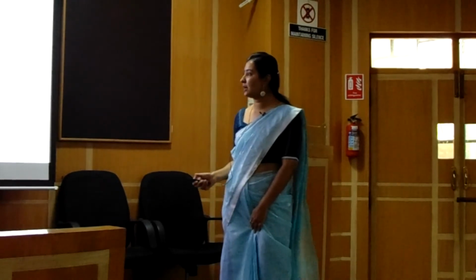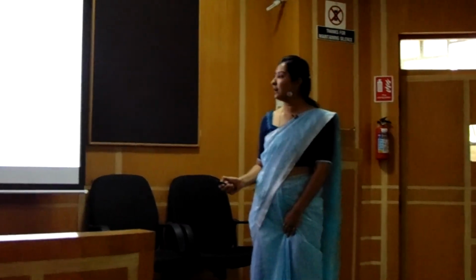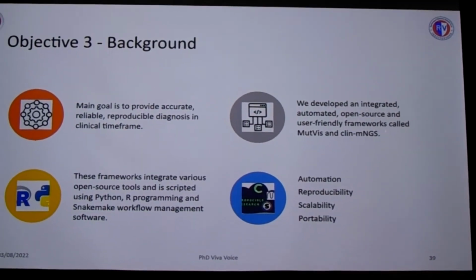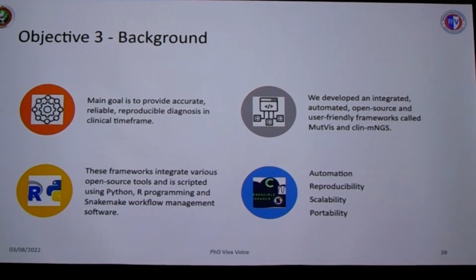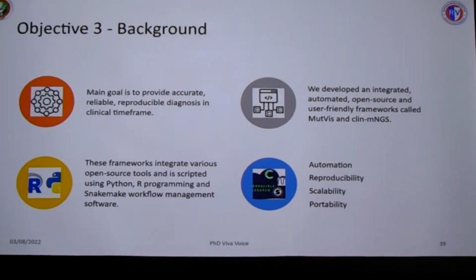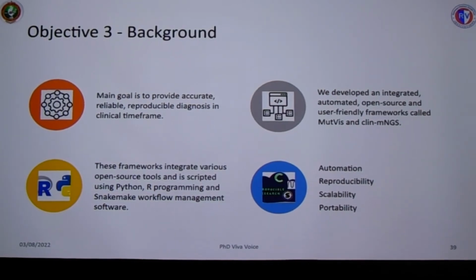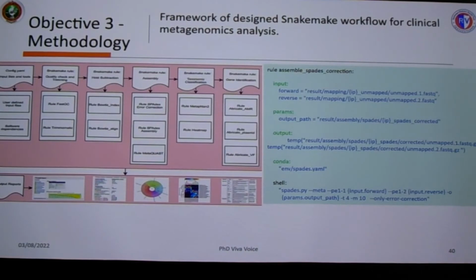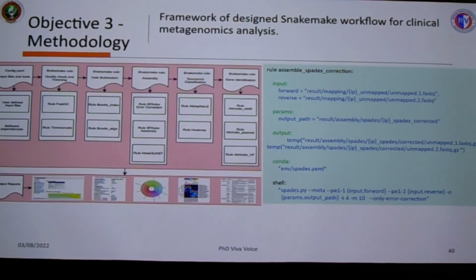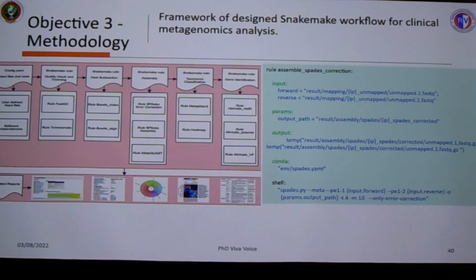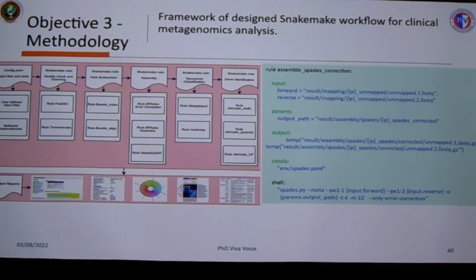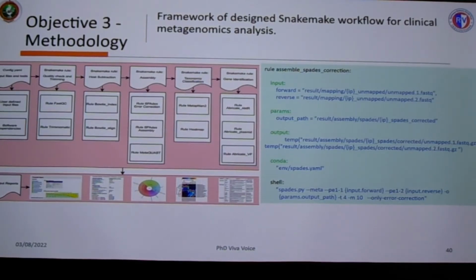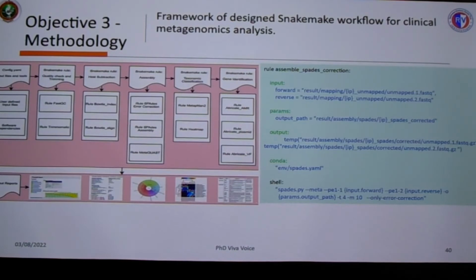These frameworks are written in Python and R programming, and for pipeline development, we've used the Snakemake workflow management system. So two frameworks have come out of this study: one we call Nucleus, from objective 1, and the second one is ClinMNGS. This is the framework of the ClinMNGS work, wherein we have integrated different processes for each of the steps, and this is just a snippet of one of the processes showing how we write the programming.